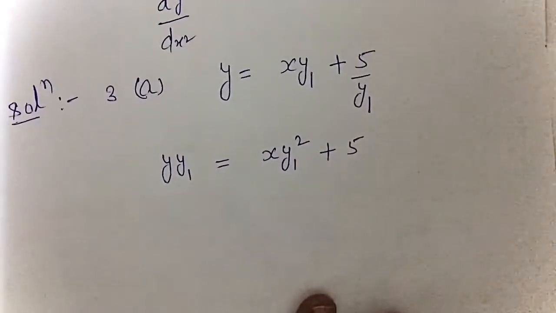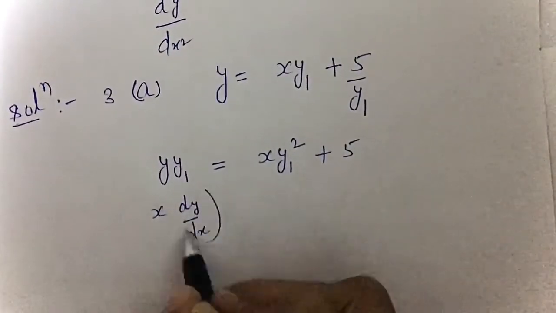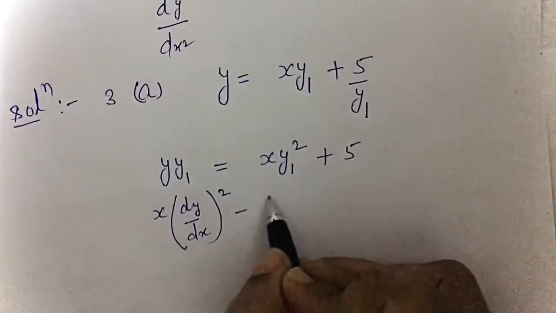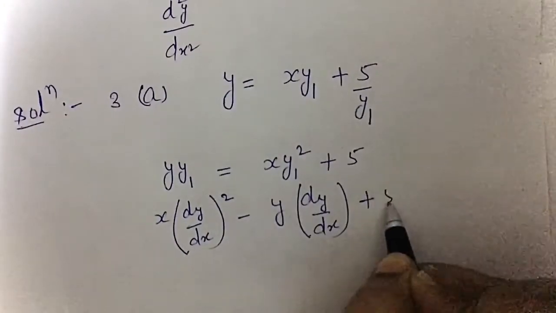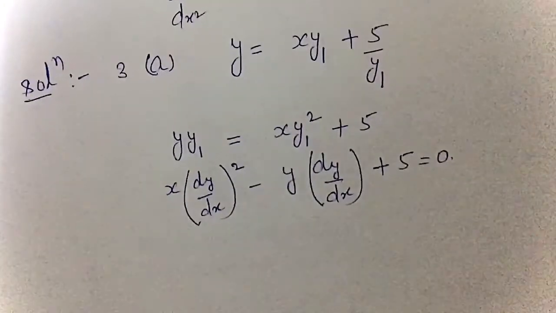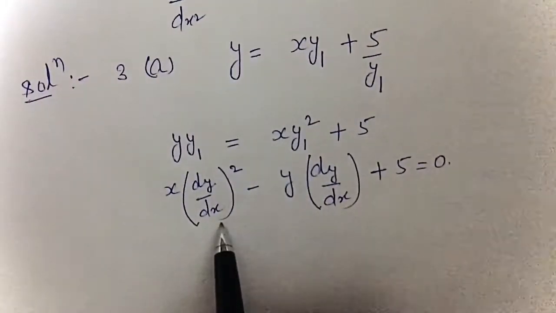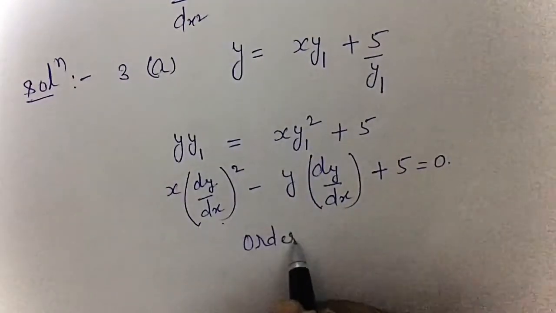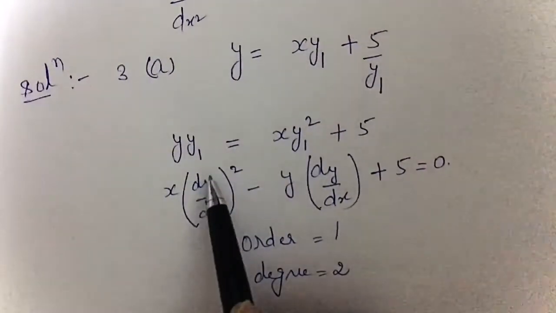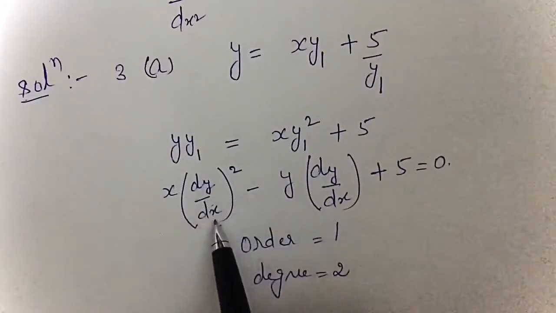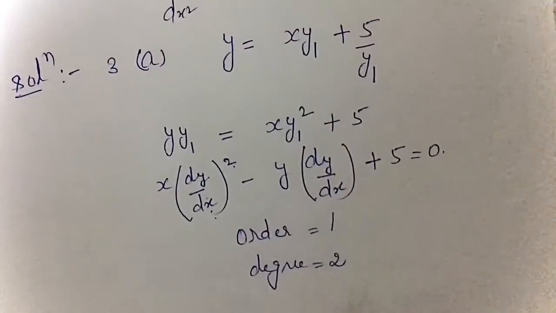Again replace y1 with dy by dx. So we will get x into dy by dx, its whole square, minus y into dy by dx plus 5 is equal to 0. Now in this equation, we are differentiating y with respect to x only once. So order is equal to 1, but degree is equal to 2, because the highest order term is dy by dx and its power is equal to 2. So its degree is equal to 2 and order is equal to 1.